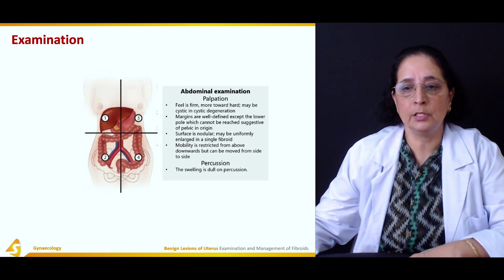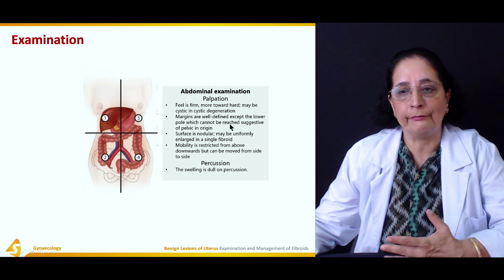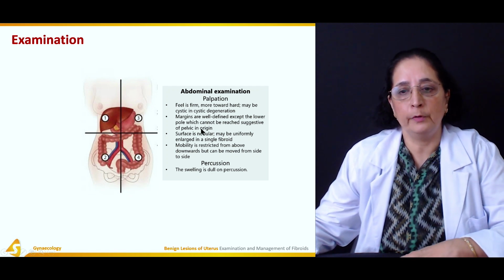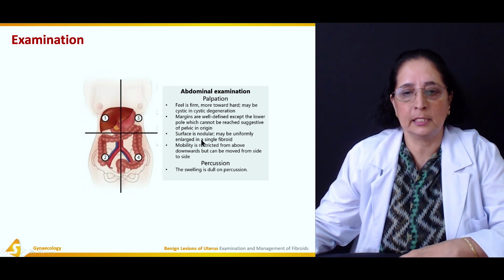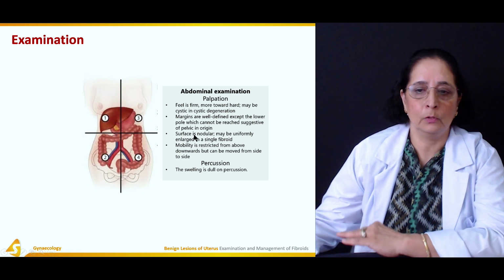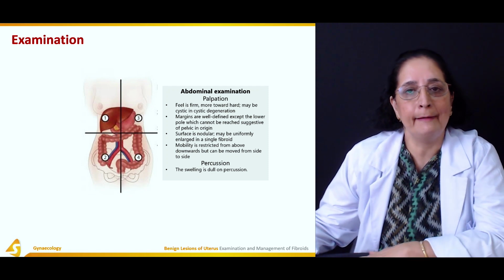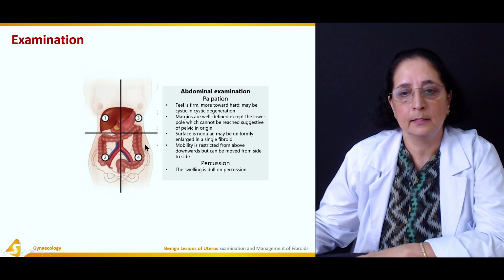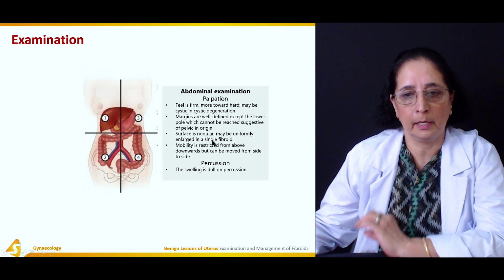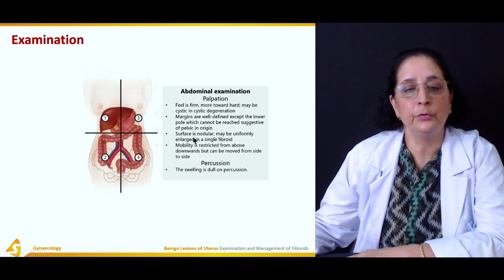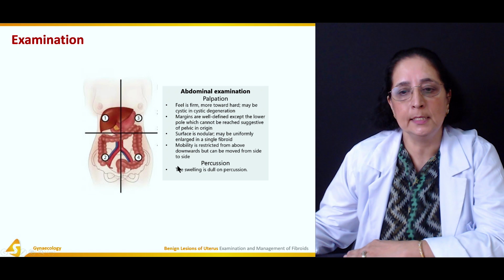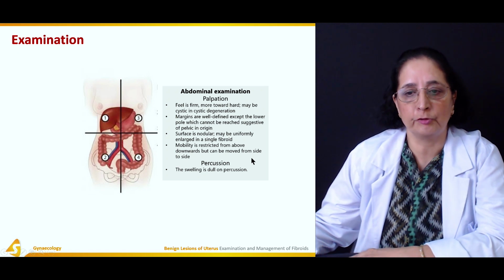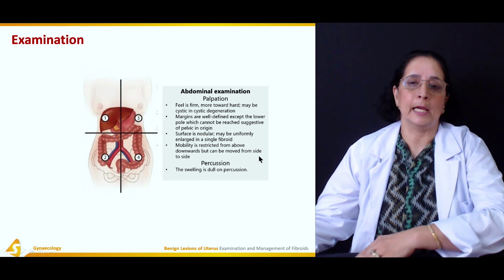The margins of the fibroids are well defined except the lower pole, which usually cannot be reached, which is suggestive of pelvic origin. So margins are usually well defined for the fibroid. Surface is nodular, it has nodules, though it may be uniformly enlarged in a single fibroid. Mobility of the fibroid is restricted from above downward but can be moved from side to side.